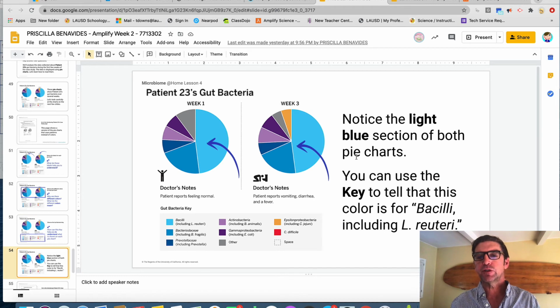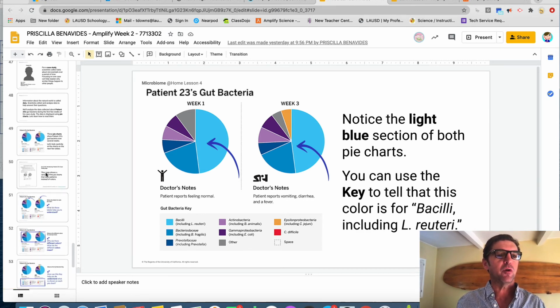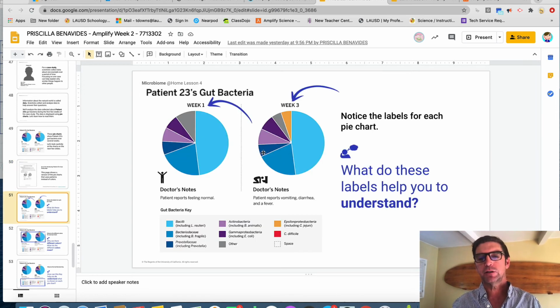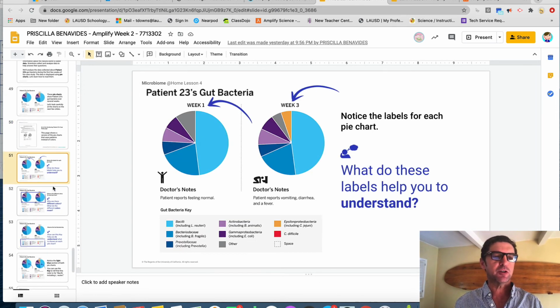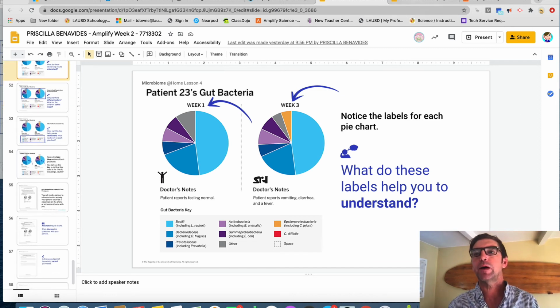And then notice the light blue section of both pie charts. You can use the key to tell that this color is for bacilli, including L. reuteri, and that's from in here. So you can tell what's there. So you're going to discuss those pie charts, and don't forget to also discuss what is the same about the patient's gut microbiome data from week 1 to 3, and what is different. So you want to see what's the same and what's different between the two pie charts. And I want you to discuss each one of these questions. Let's give you 6 minutes to do this in your groups, and then we'll come back and wrap up the day.